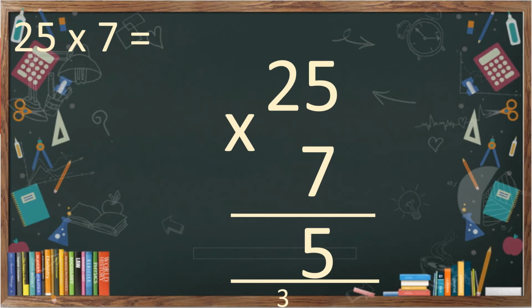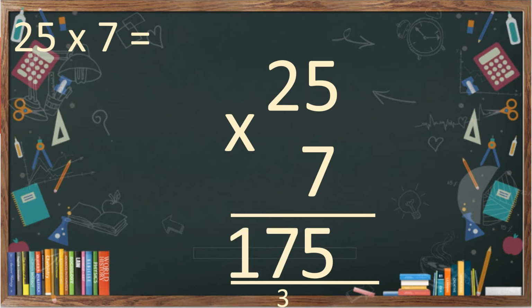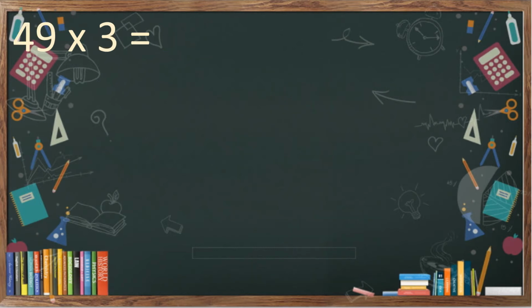Then we would move on to the 2. We would ask ourselves, what is 7 times 2? 7 times 2 is 14. So we would add on the 3 remaining. 14 and 3 is 17. So we would write 17 in the column. That gives us the answer. 25 times 7 is 175.